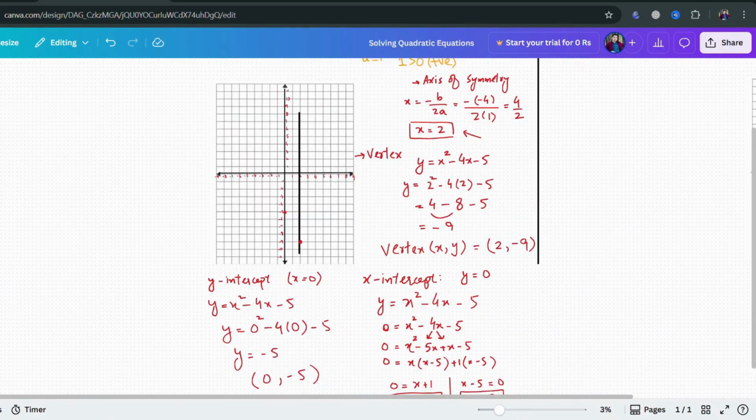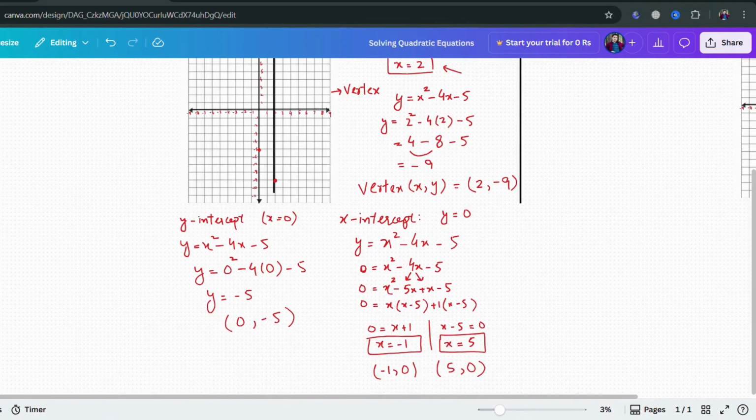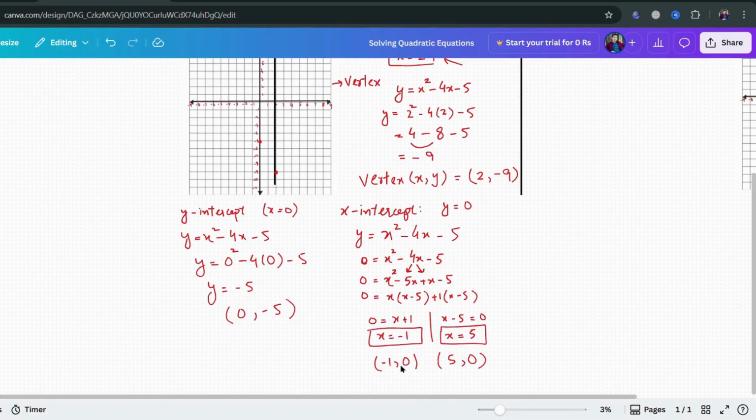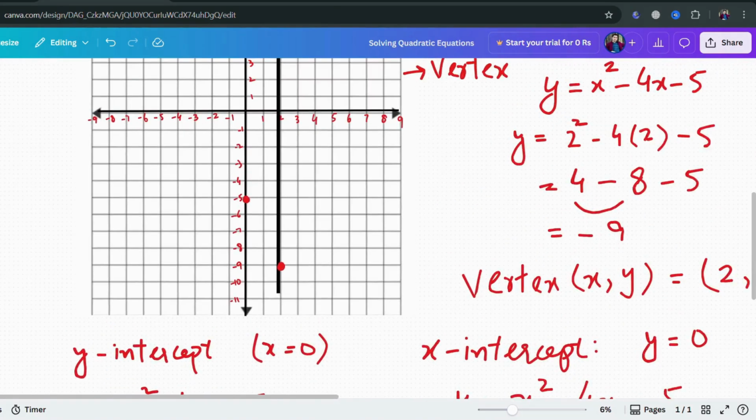Now the next thing I need to know is the x-intercepts. The first x-intercept is x equals negative 1 and 0, which is at this place, and x equals 5 and 0, which is at this point. So let me quickly put some points over here. One point will be over there and one point will be over there.